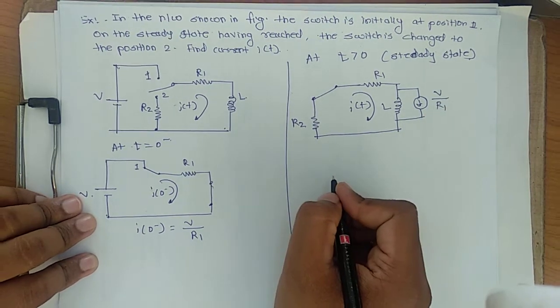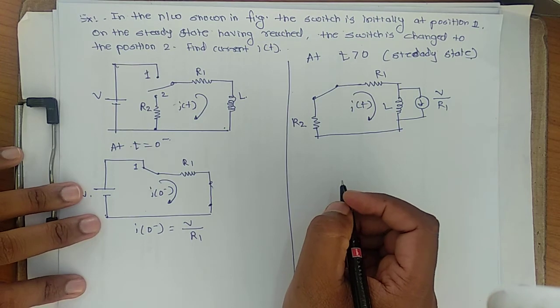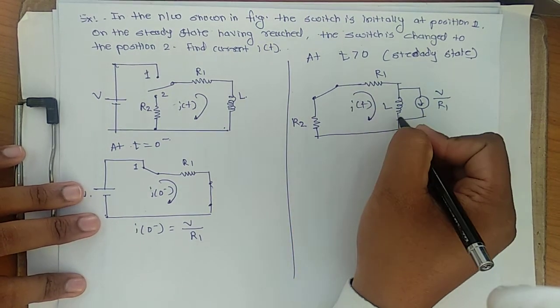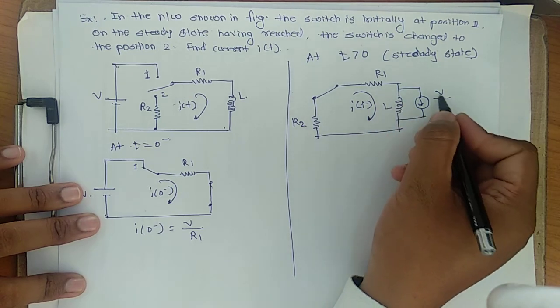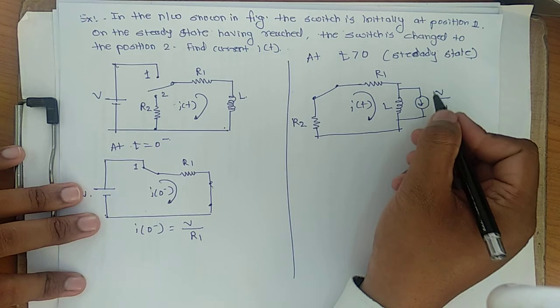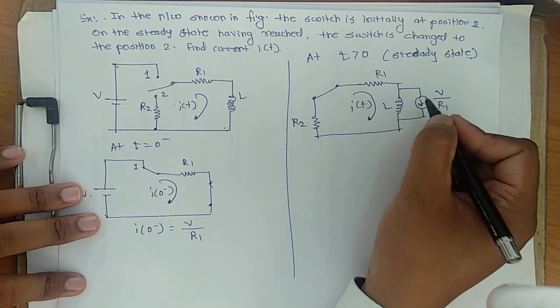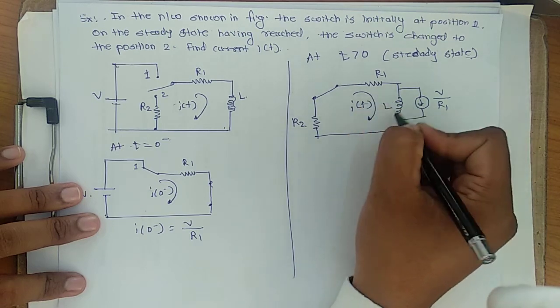That current value is V by R1. Now again we have to apply the KVL equation. If you are applying the KVL equation, you have to apply it to this resistance and inductor. You don't have to calculate for this current loop because it is in parallel, so the same current will flow through the inductor. So you have to ignore this current source while applying the KVL.